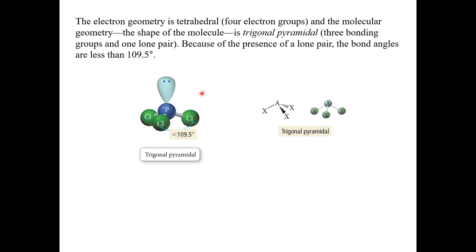Now, if you're going to draw this with the solid and hatched wedges, this is how you would draw it. With the P in the center and your three Cl terminal atoms.